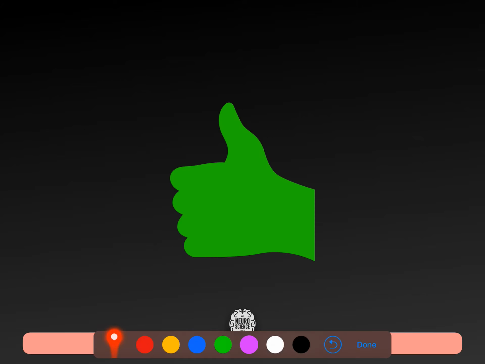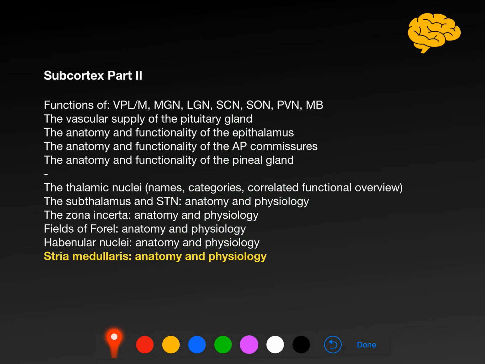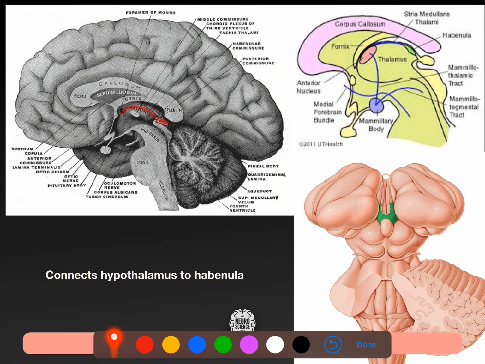Habenular nuclei, good news, thumbs up, we have done that, we have covered it. The specific nuclei within the habenula is not particularly useful. Just remember that it is epithalamus along with stria medullaris and along with the pineal gland, and it's connecting the pineal gland to the basal nuclei. And then that's stria medullaris, as we've mentioned a few times.